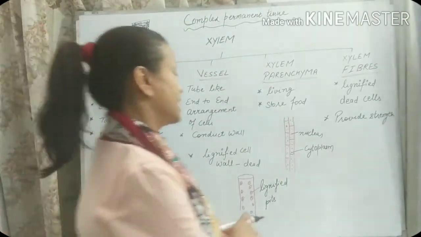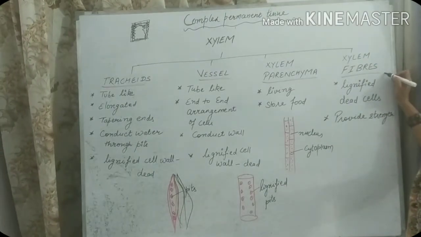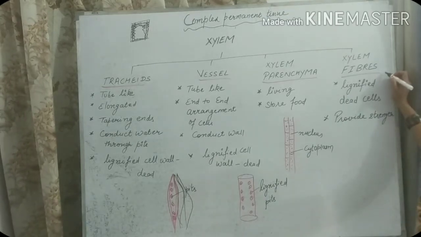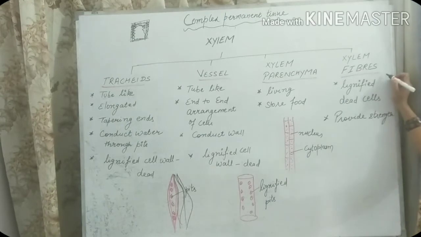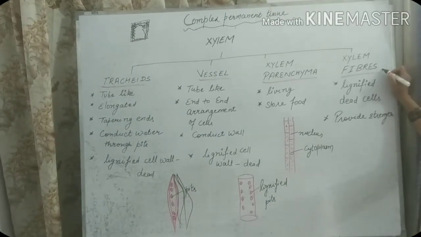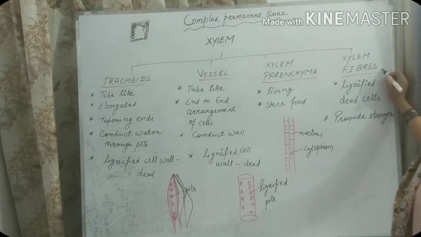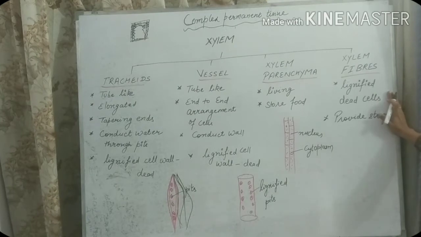Okay, students, and the next and last of the xylem cells is xylem fibers. Fibers, just recall in your mind where we have discussed fibers. We discussed fibers in sclerenchymatous tissue. Sclerenchymatous tissues are of 2 types, fibers and sclereids. So the sclerenchyma fiber is the same as the xylem fiber. They are dead cells because of the deposition of lignin in the cell wall.